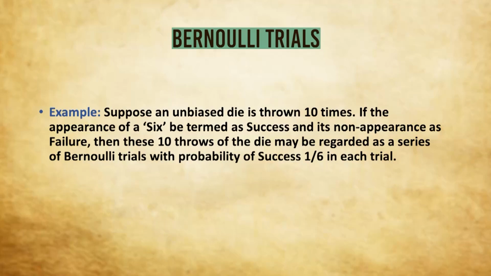Now what is the probability of success? Probability of getting a 6 in any trial. The die being unbiased, the probability is 1 by 6. So the probability of success remains constant in each trial. And since the probability of success remains constant in each trial, the probability of failure will also remain constant in each trial, which is 5 by 6. So that means here in this example, the trials are Bernoulli trials.